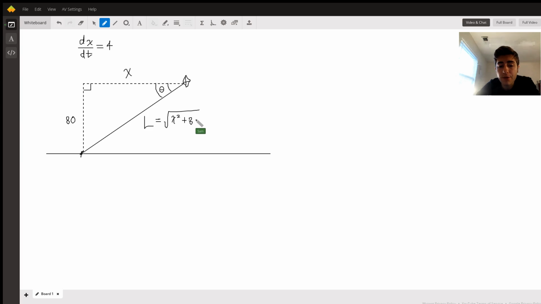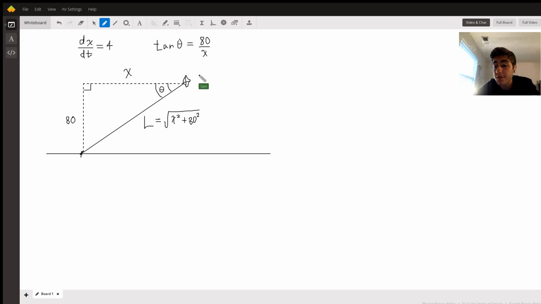Since we're curious about the rate of change of the angle theta, we're going to want to represent theta in terms of the other sides as well, so we can use trigonometry to do that. So how might we do that? Well, we can see that the opposite side to theta is 80, and the adjacent side to theta is x, so we can say that the tangent of theta is equal to 80 divided by x by definition of the tangent function, like so.